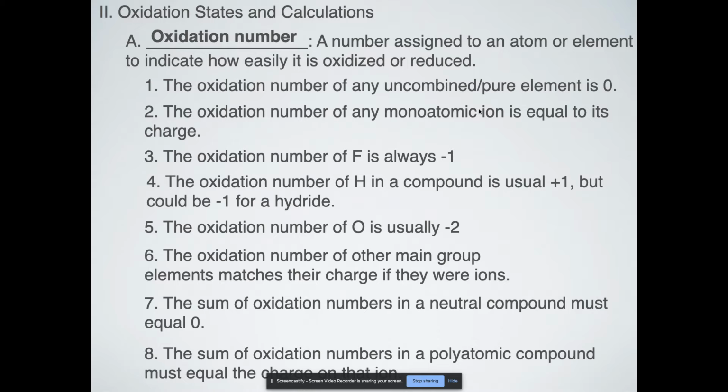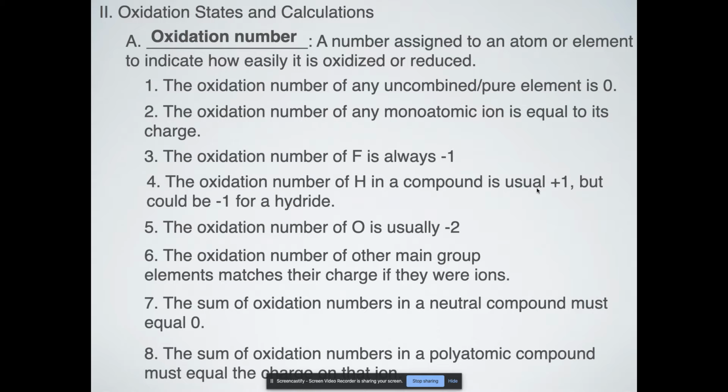What about monatomic ions? They're always equal to their charge. So Na plus has a plus 1 and is a single element forming an ion, so that's also its oxidation number, plus 1. Cl minus is a monatomic ion, just one thing, so it's also equal to its charge, minus 1. Fluorine is always a minus 1 when it's in a compound, no matter what.